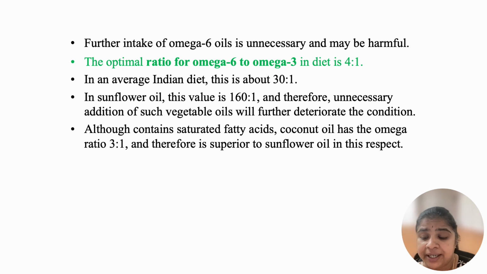Whereas, in an average Indian diet, our ratio is skewed and it is usually around 30:1. And if we look at sunflower oil, in sunflower oil the ratio is about 160:1. So, therefore, it makes no sense to increase your intake of sunflower oil, because it is going to affect this ratio. So, we have to incorporate other oils which have more of omega 3 to bring down this ratio. So, using coconut oil, rice bran oil, or cod liver oil, all these will have more omega 3 and will help to bring down this ratio.